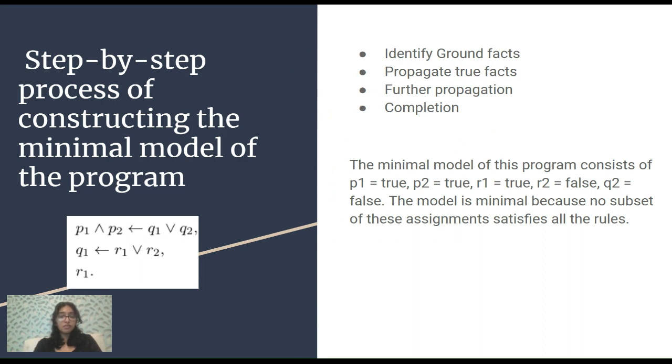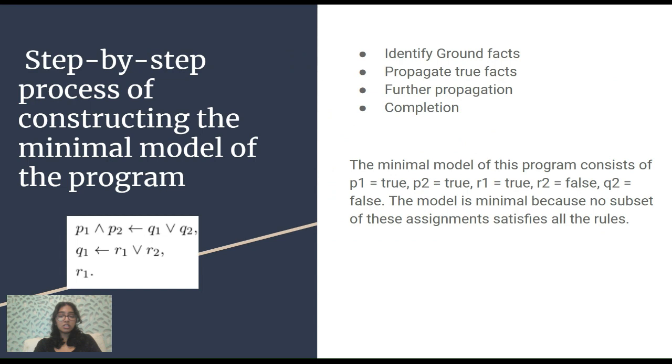The next step is to propagate true facts. The next statement says Q is true only if R1 and R2 are true. Since R1 is already true and is part of the disjunction, Q1 is also true due to this rule. The next step is further propagation. The first statement says P1 and P2 are true if Q1 and Q2 are both true. So here we can see that Q1 is true, making the disjunction Q1 and Q2 true, which implies both P1 and P2 are true, since the entire conjunction must be satisfied for the implication to hold.